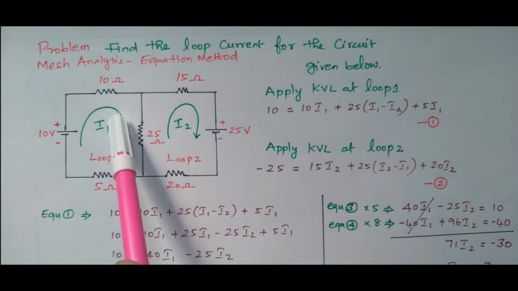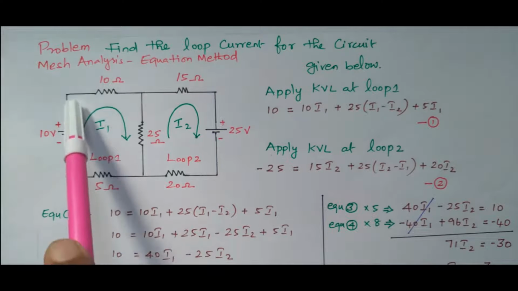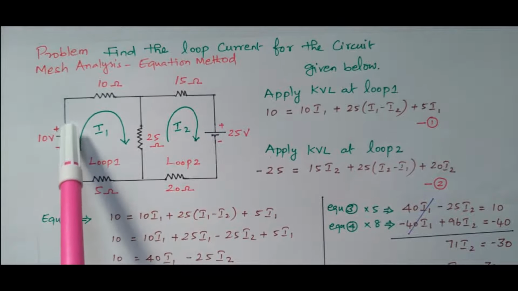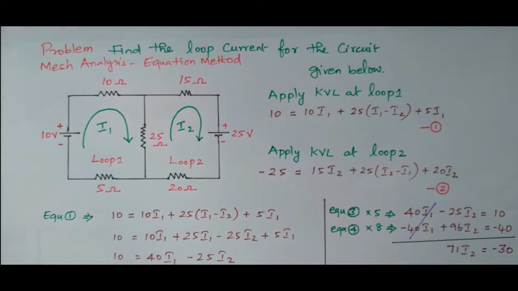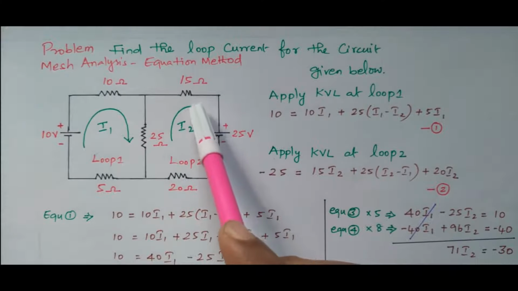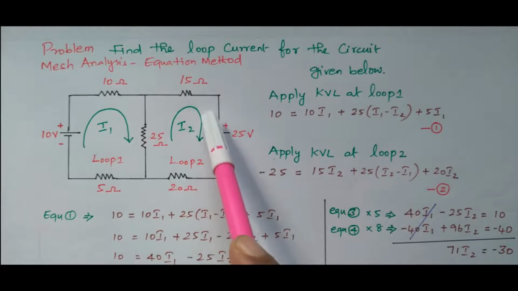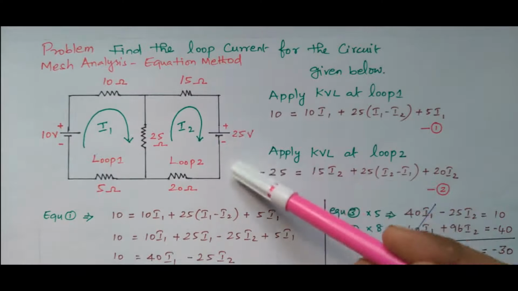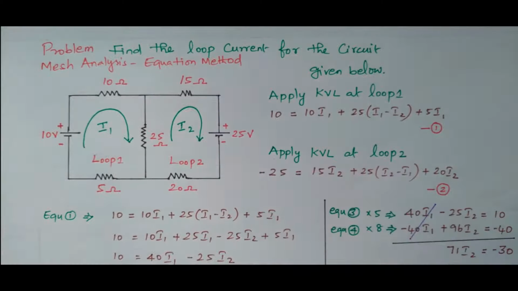Here the current is flowing upward, bottom to top, negative to positive, so a rise of potential, 25 volt. Here, flowing from top to bottom, positive to negative, is a fall of potential. So the potential is taken accordingly as the applied voltage.